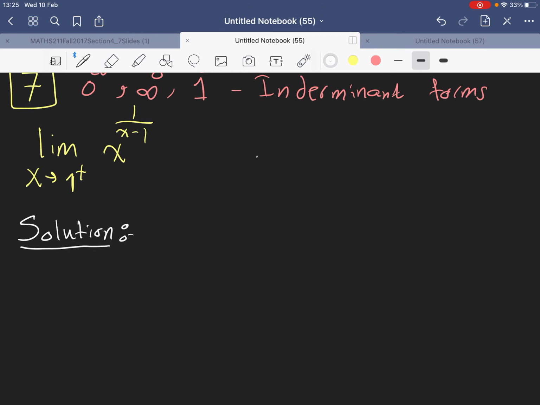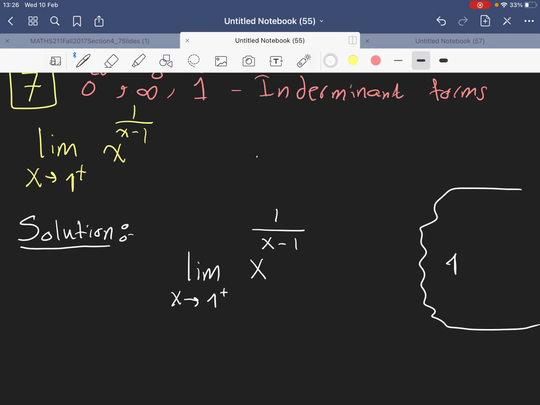So here we take my limit, and the first step, as usual, I will do a direct substitution. If we substitute 1, we get 1 to the power of 1 over, since I'm doing 1 plus, this will be 0 plus, which is 1 to the power of infinity. This is indeterminate form, so we have to do something about it. We cannot keep it as it is. We have to find something.